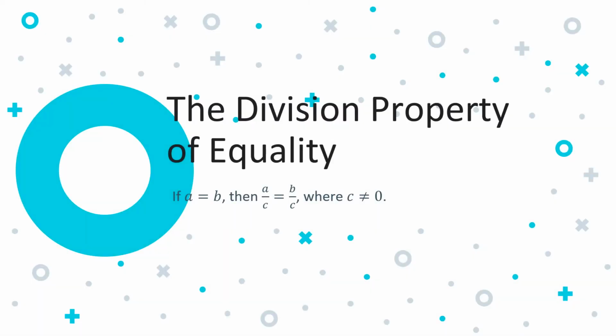To sum up the division property of equality, if you have any kind of equation, if you decide to divide one side of the equation by a number, you must also divide the other side of the equation by that same number, or else the equation is no longer true and it changes what the equation is. And we also have to remember that the number we're dividing by can't be equal to 0 because we're not allowed to divide by 0. And that's the division property of equality.